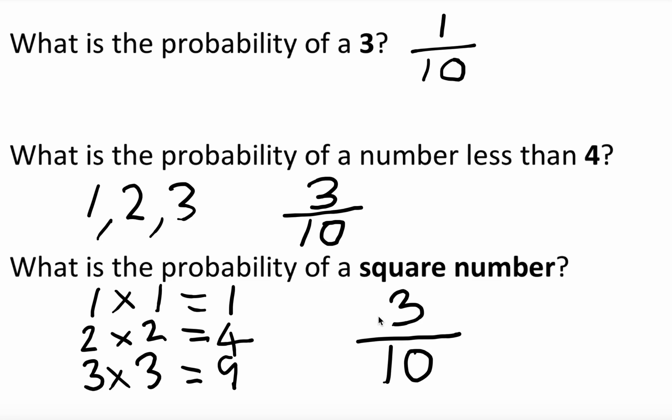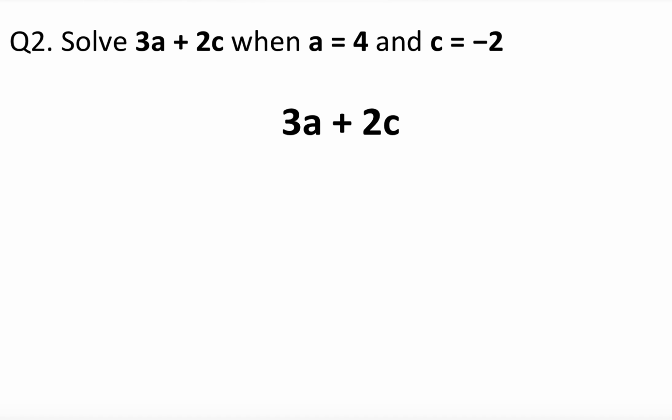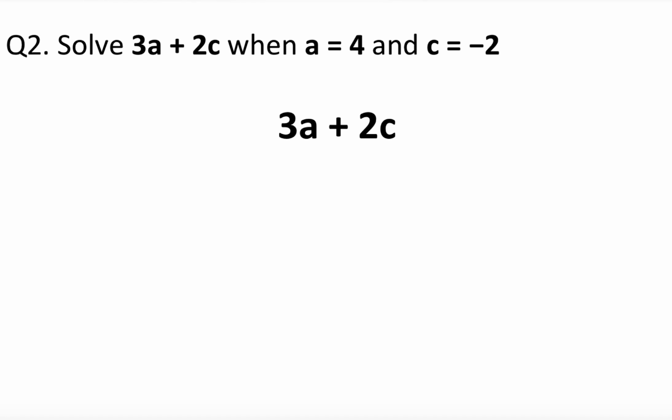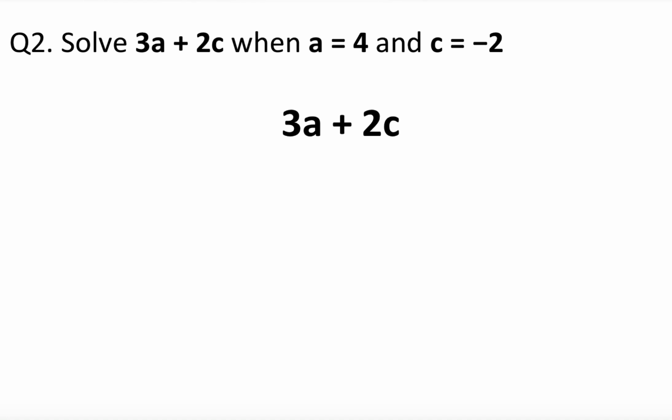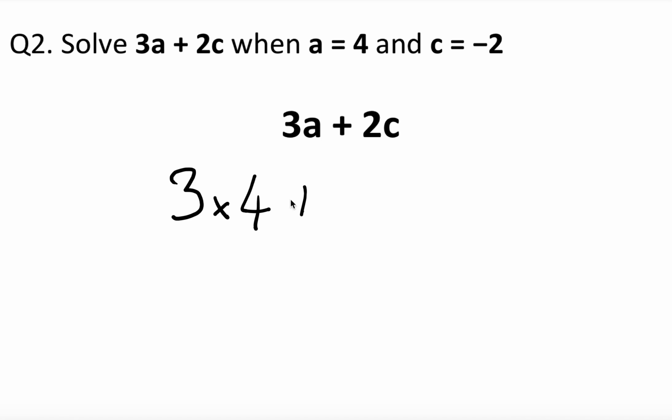Let's move on to question two. Right, solve 3a plus 2c, and we've been given the values of a and c. So basically, we've got 3a, and a equals 4. So that would be 3 times 4, as we're replacing the a with a 4, plus 2. And what is c? It's 2 times minus 2.